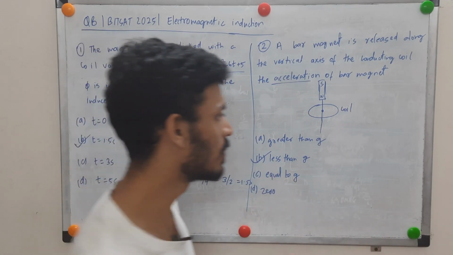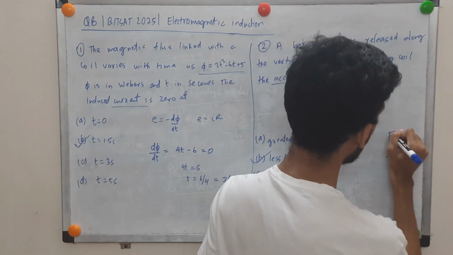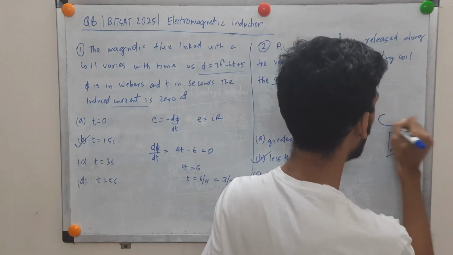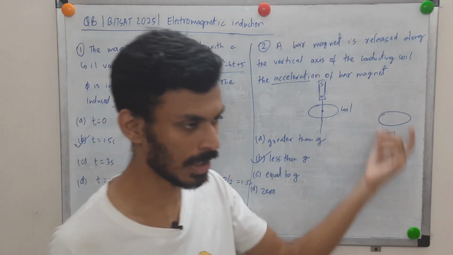And what happens when the magnet is going away? Same thing you can see. Now the magnet is going away, so less and less lines are going inside.